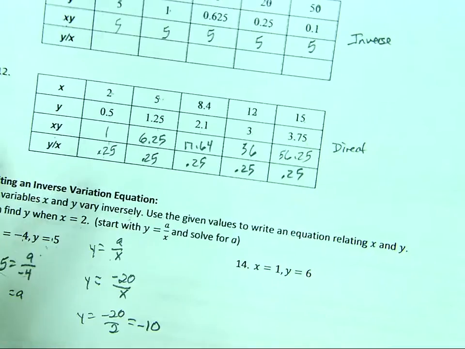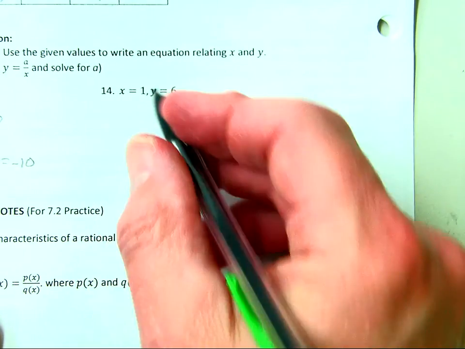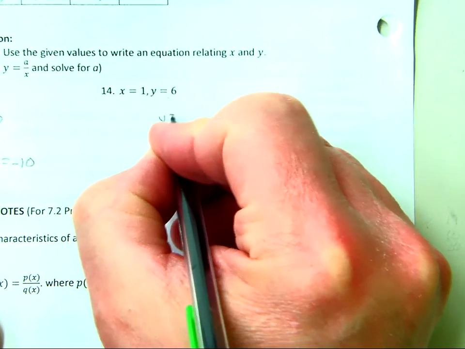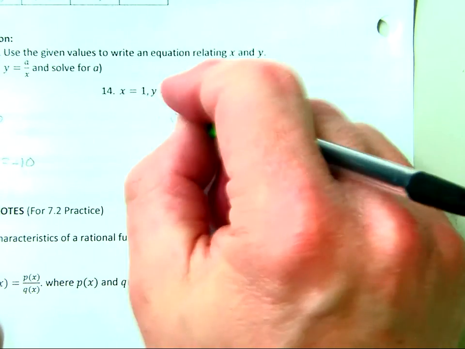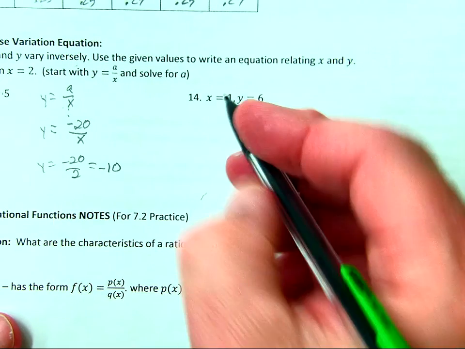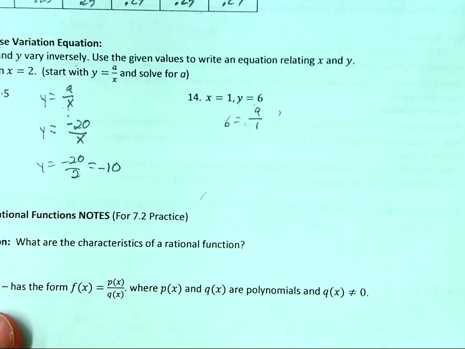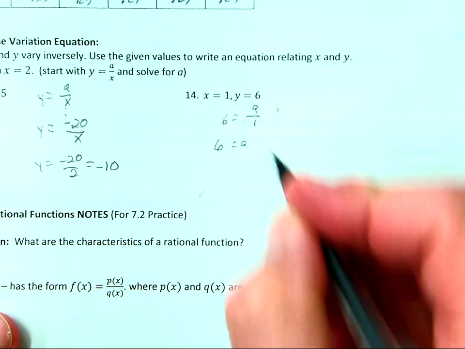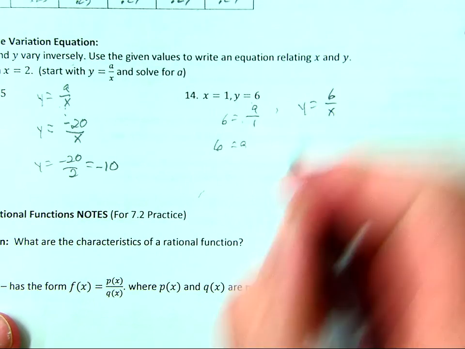Same with this one. We have an inverse variation. X is 1, y is 6. Let's substitute in there. So if we start with y equals a over x, we know y is 6 equals a over x, which is 1. So we start with that. Now we multiply to get a by itself. A is 6. So that means now our equation is y equals 6 over x.